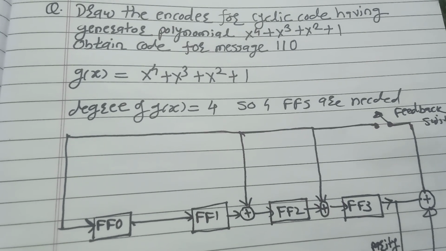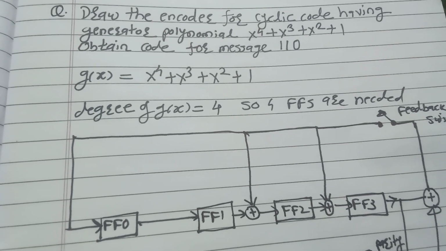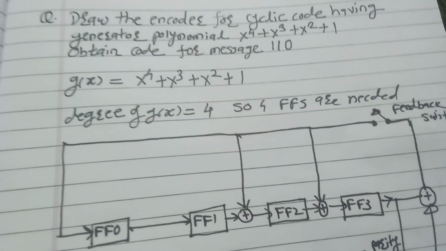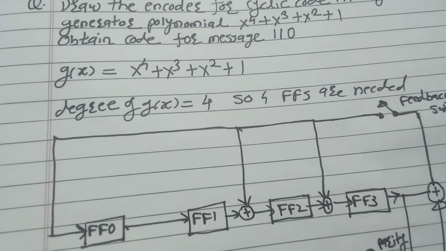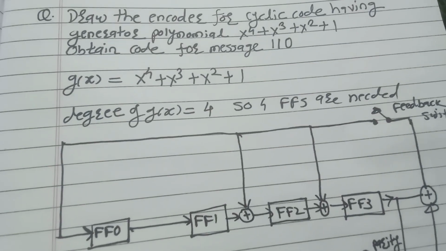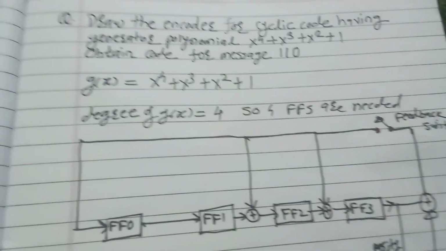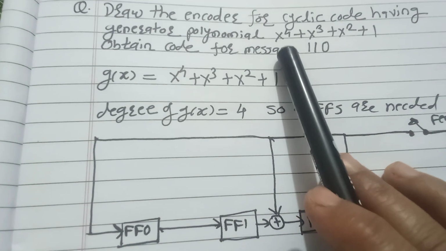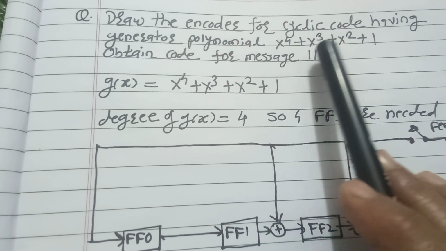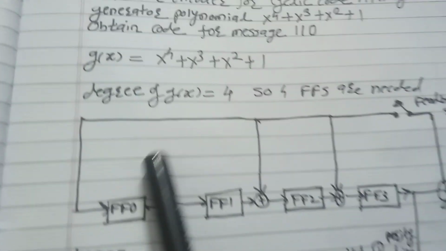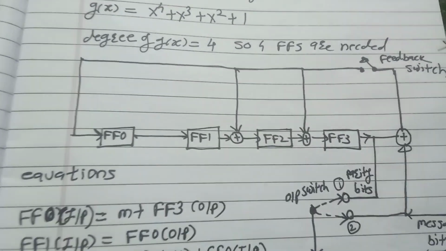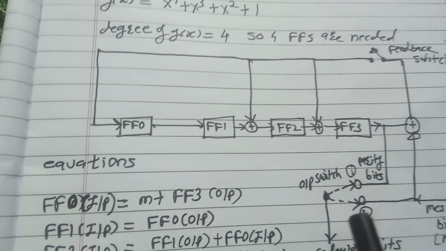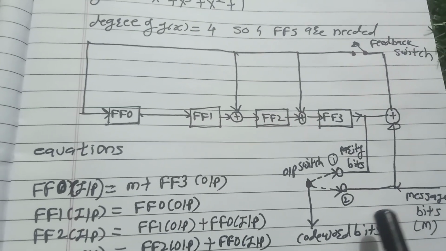Let us see one practice example on a cyclic encoder with different generator polynomial. So in short, we are going to finish this video because we have already seen the details of cyclic encoder. So the generator polynomial is given as x raised to 4 plus x cube plus x square plus 1. So you know this structure, so you have to draw this structure. This is output switch, feedback switch. This we have already seen and explained about it.